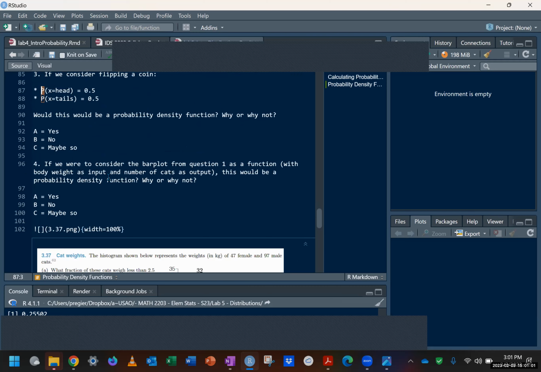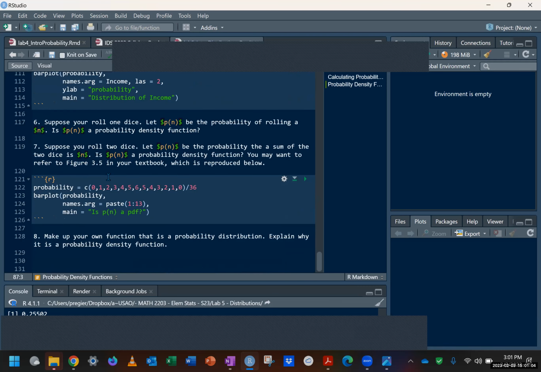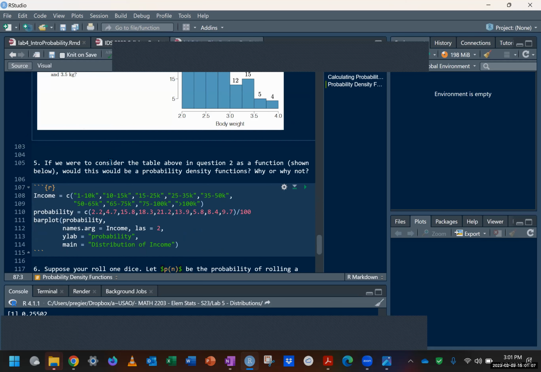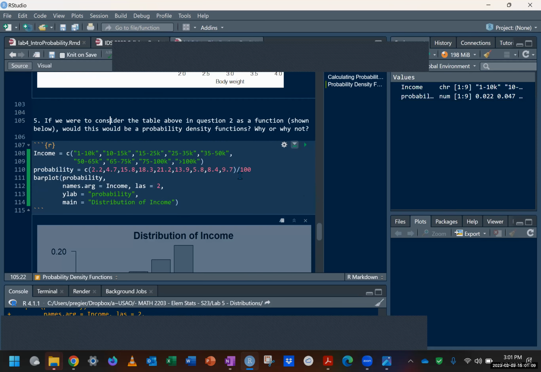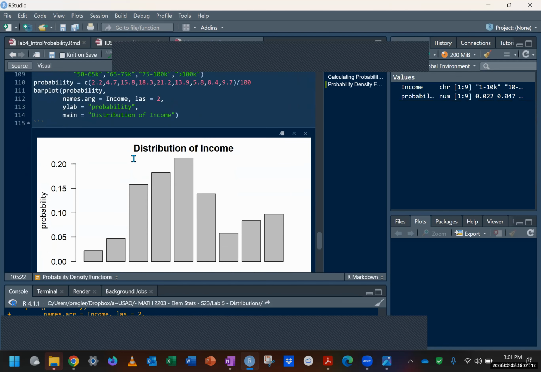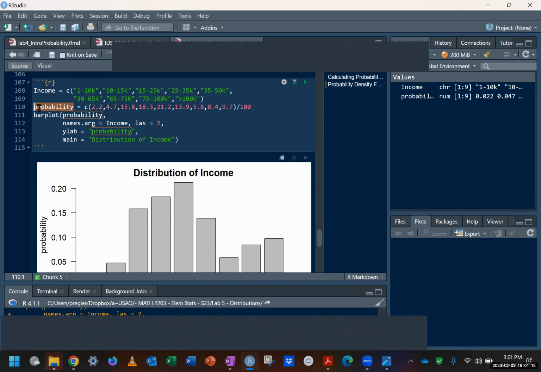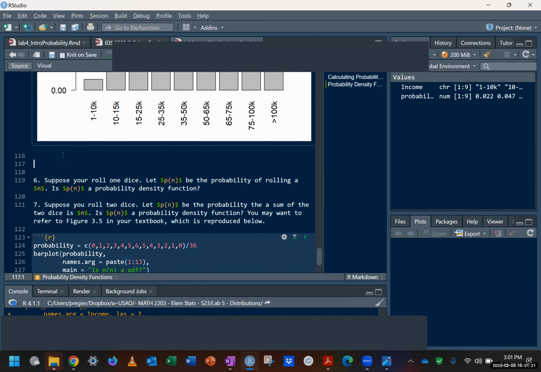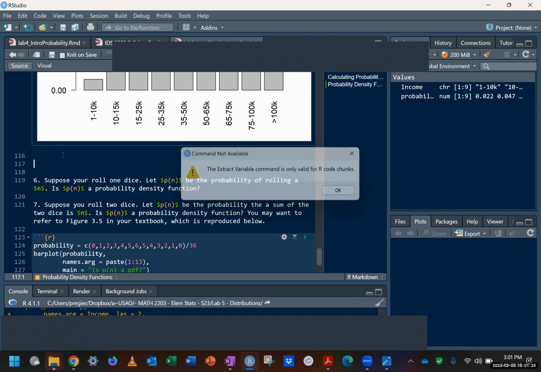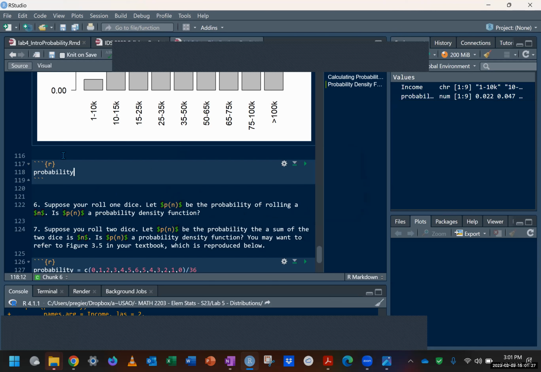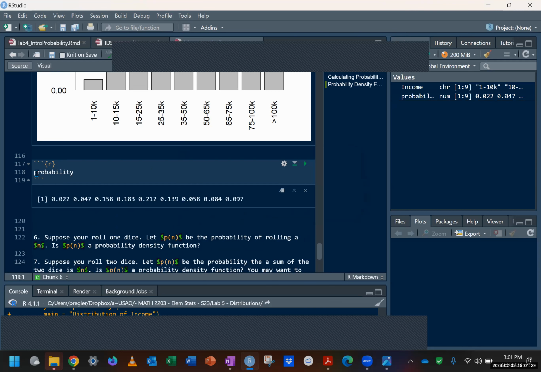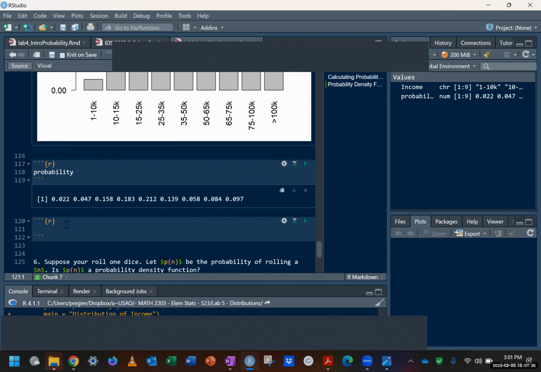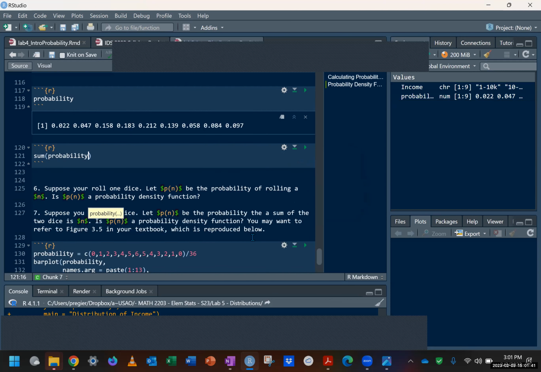Okay, so we have some more examples that you can test, whether these are probability density functions or not. And for problem 5, I've plotted the income into a distribution. If you want to see from this distribution, there's this variable probability. Here's a hint: if you say probability, it gives you a list of all those. So you can see, are they between 0 and 1? And if you want to know what the sum of those is, that result can help you answer number 5.